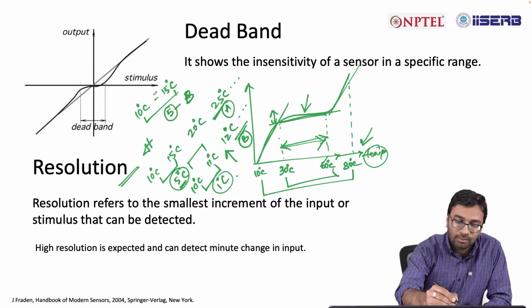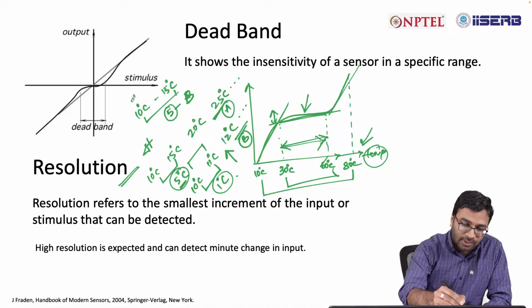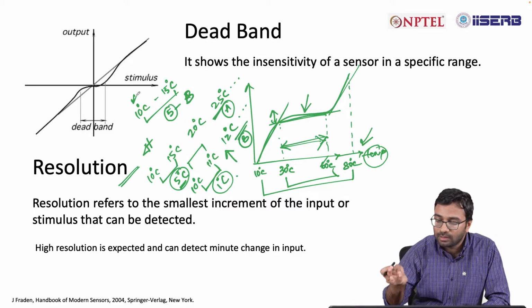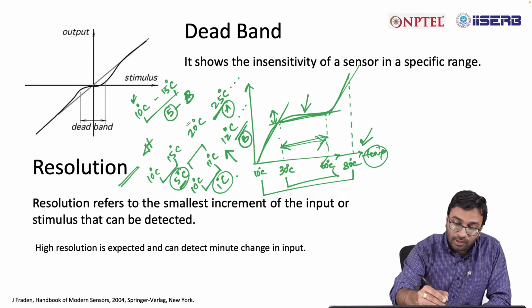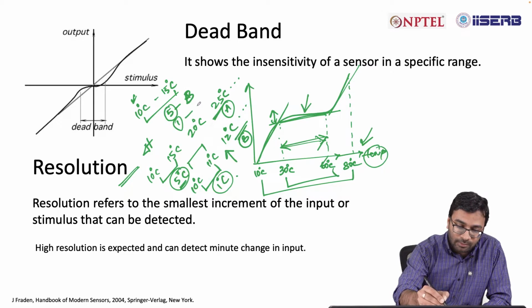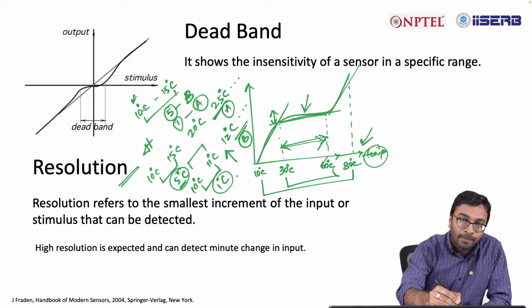So 10, 11, 12, 13, 14, 15. Between 10 and 15 it can detect around 5 different values if we leave that first value, 10 degrees. So 11, 12, 13, 14, 15, 5 values. For sensor A it can detect only one value after 10.